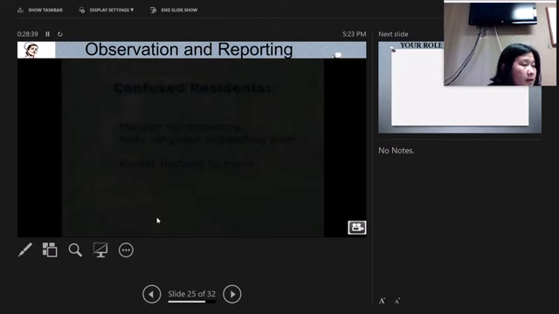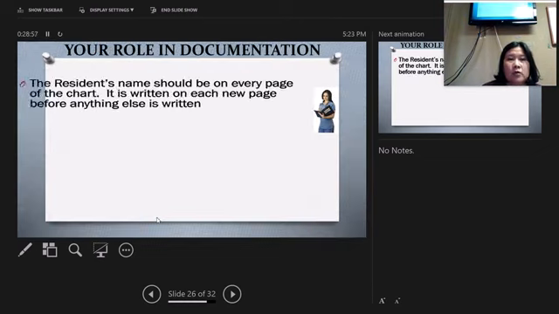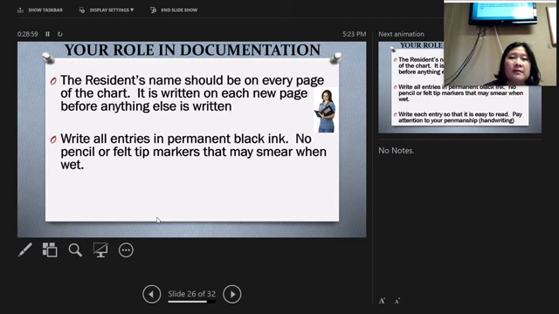Okay? And then also as far as their vital signs or if they just look funny to you, if they're having breathing difficulties, if they're having rapid respirations or shallow breaths, shallow rapid breaths need to be reported immediately. Or stat. Your role in documentation, again, we've already talked about the residents' names being on the chart.